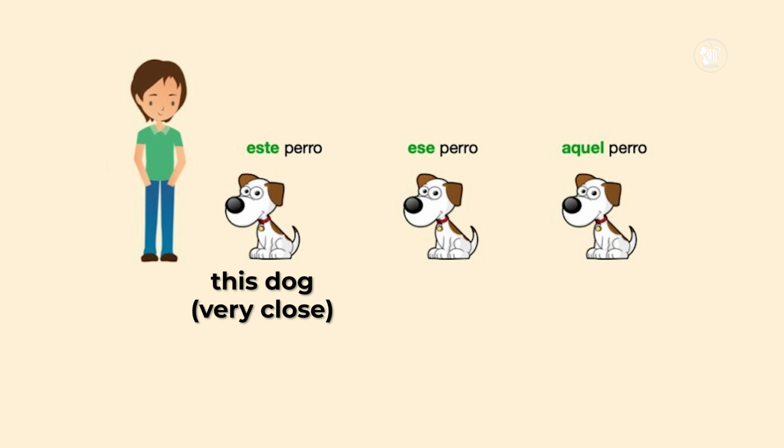And finally, you have aquel. Aquel perro. Now, aquel also means that dog. But in Spanish, we use aquel to refer to things that are far away. Aquel perro. So now you know, este is for very close, ese is for near, and aquel is for far.